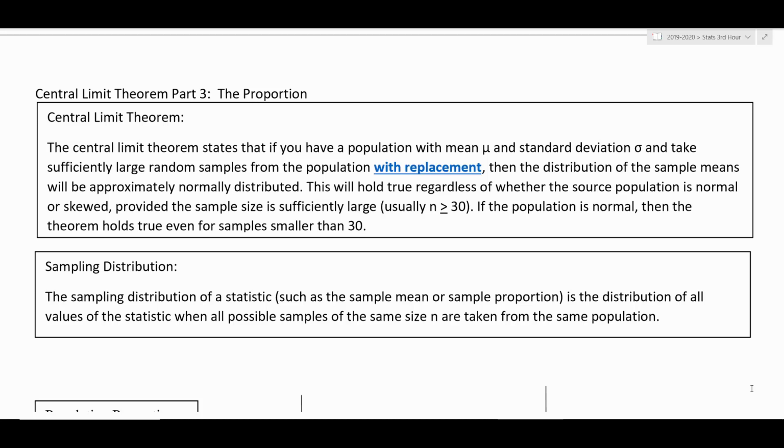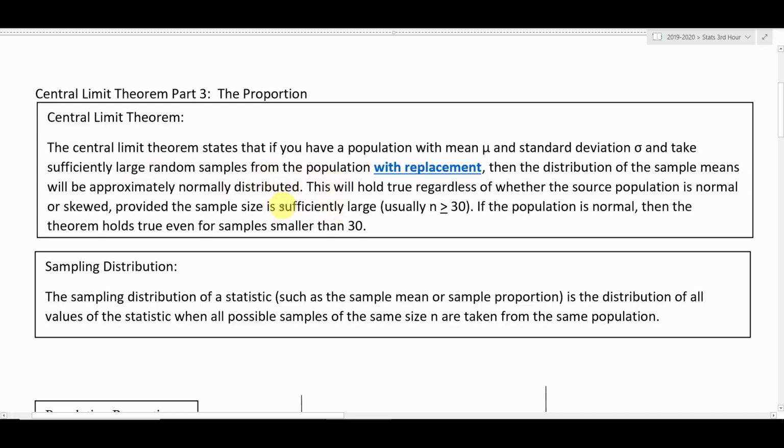Hey guys, welcome back. In this video, what we're going to talk about again is the central limit theorem. We'll call this part 3, but we're going to look at how the central limit theorem applies to a proportion instead of a mean. So what I have here is the central limit theorem restated again, just to remind you of what it said.